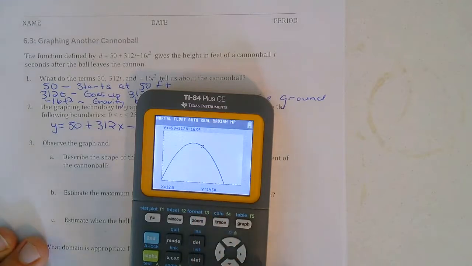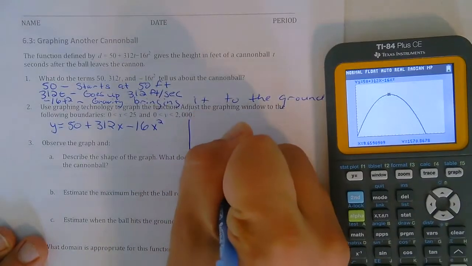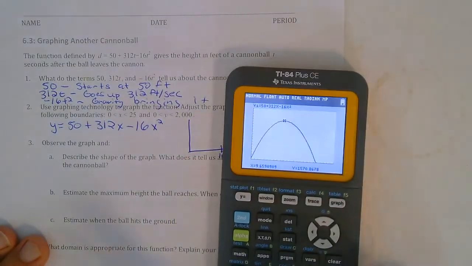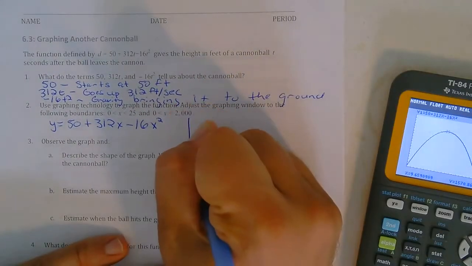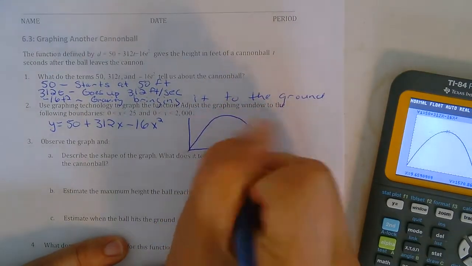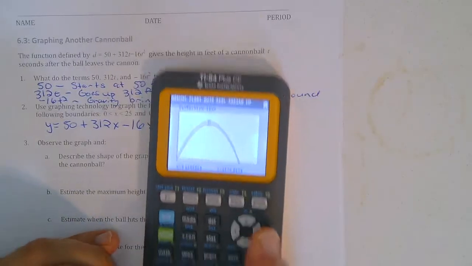So I'm going to press trace here and find the rough top of the graph. So that seems to be around here at about 10 seconds. And the graph looks to be at about 1,600 feet. So drawing this in, we can actually calculate the maximum.